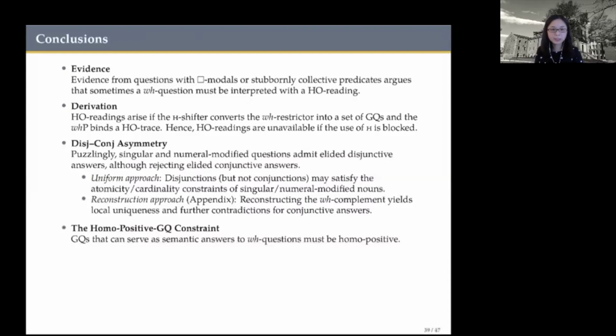And finally, in regard to what kind of generalized quantifiers could serve as semantic answers to questions, I argue for a homopositive GQ constraint, which says generalized quantifiers that can serve as semantic answers to derivation questions must be homogeneously positive. And that's all for today.